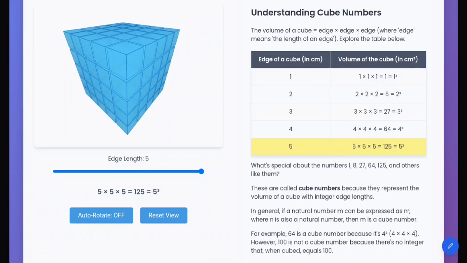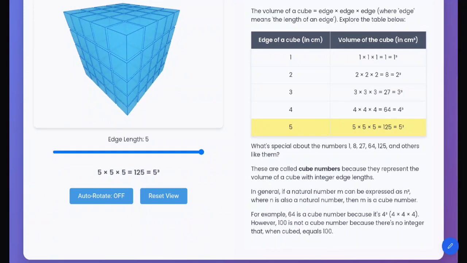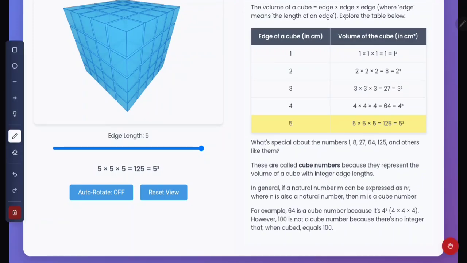So what is special about these numbers? 1, 8, 27, 64, 125, 216, 6 cube is 216. These are called cube numbers because they represent the volume of a cube with the edge length. The cube's edge should match with the number whose cube we are going to be finding out, right? For example, 64 is a cube number because it's 4 cube, that is 4 times 4 times 4.